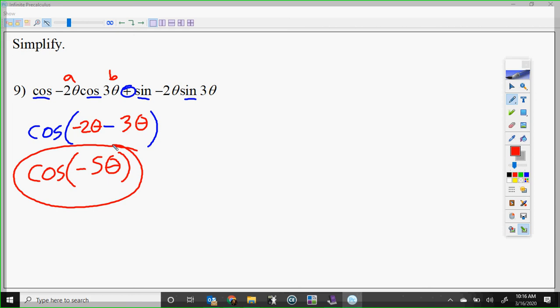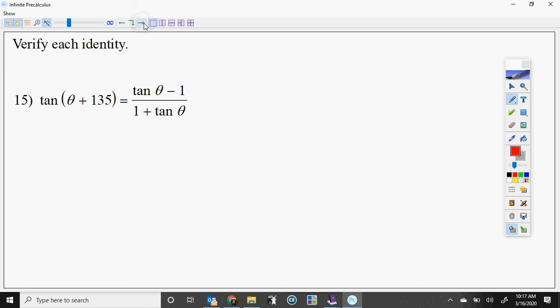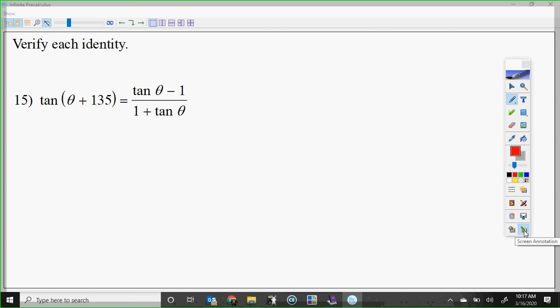Next one I want to do is number 15. For this one, we're still doing pretty much the same thing. Technically, this is a proof, a verify. This is not an equation, so this is kind of like what we did in the last section, 5.2. Except this is the most straightforward proof you're really going to see. When I see this, they're telling me they want me to use my sum and difference. So I'm trying to get this to look like that. Here's my A, here's my B. Let's use our tangent identity.